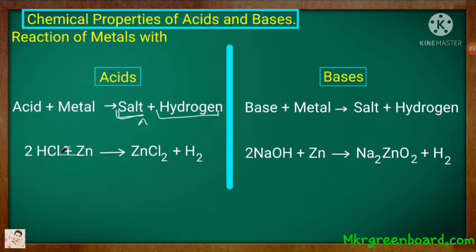With the help of an example it is shown. When hydrochloric acid HCl reacts with zinc metal, it forms zinc chloride ZnCl2 plus hydrogen gas is liberated. So in case of acid, when acid reacts with metal, it forms salt plus hydrogen gas.